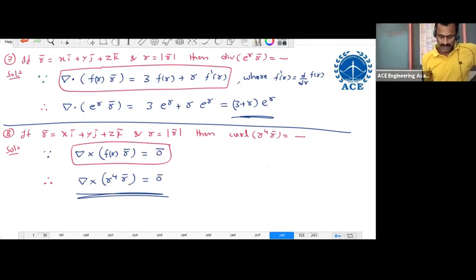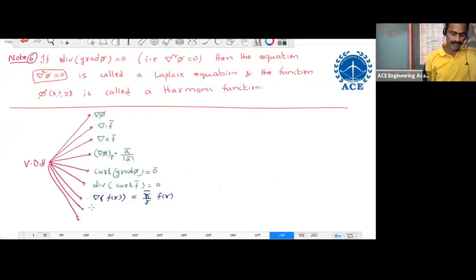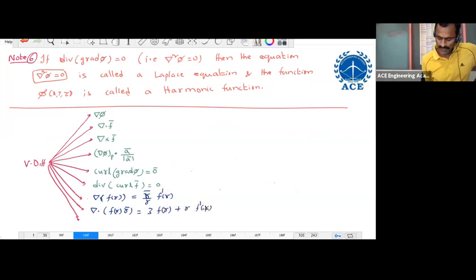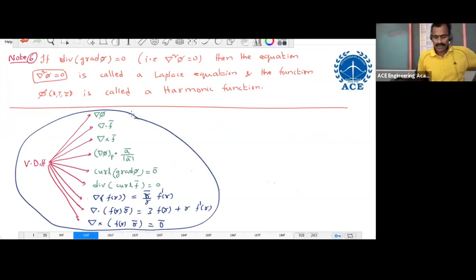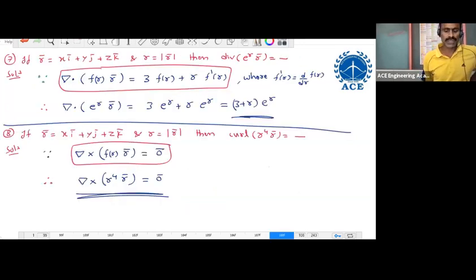We write these results on page number 100. Del dot f of r into r bar equals 3 f of r plus r into f dash of r. Del cross f of r into r bar equals 0 bar. That's from the vector differentiation part. You have to remember all this. You will be given problems on these. So with this 108 page, the problems on vector differentiation are completed. With this, the vector differentiation part is completed.